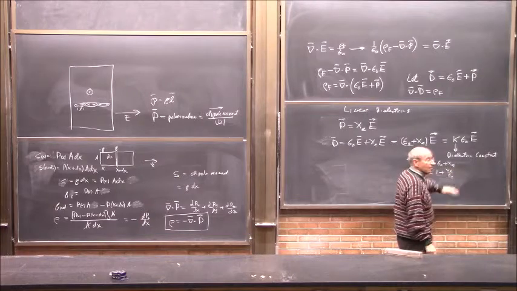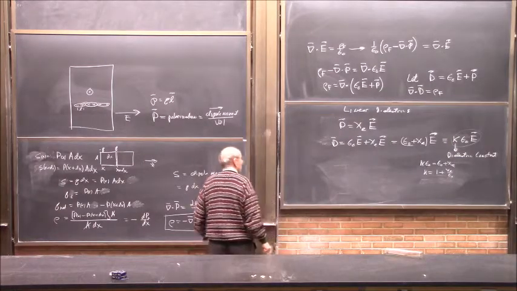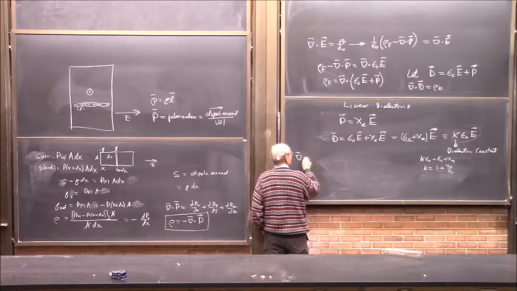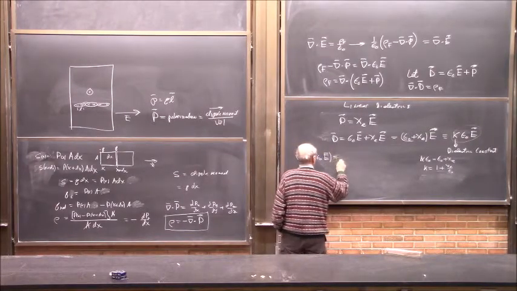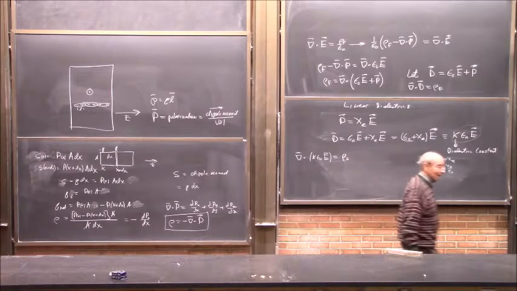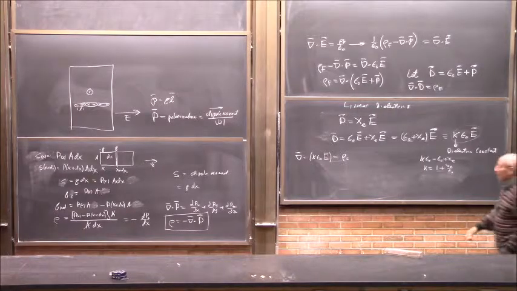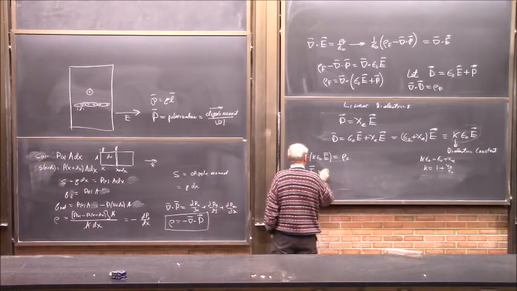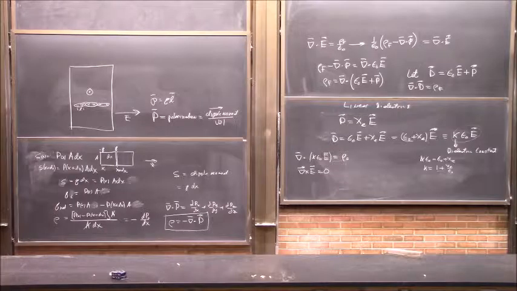We're never going to worry about that. This is the form that matters. So now our equation becomes the divergence of D, kappa epsilon 0 E, is equal to rho free. What was the second equation? The curl of E was equal to 0. Electricity is still a conservative force, so the curl of E is equal to 0.